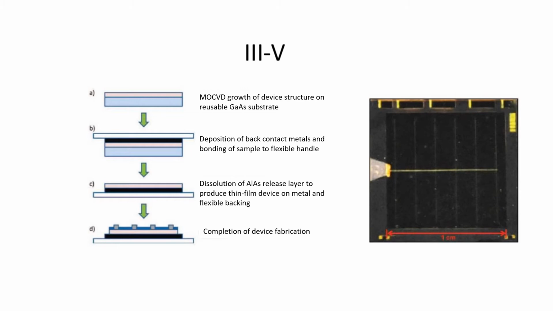Here are listed the important steps of cell fabrication. In the first step, metallo-organic chemical vapor deposition growth of the device structure on the reusable gallium arsenide substrate is done. This step is followed by deposition of back contact metals and bonding of the sample to a flexible handle. Then comes dissolution of the aluminum arsenide release layer to produce a thin film device on metal and flexible backing. And finally, completion of the device fabrication is done.